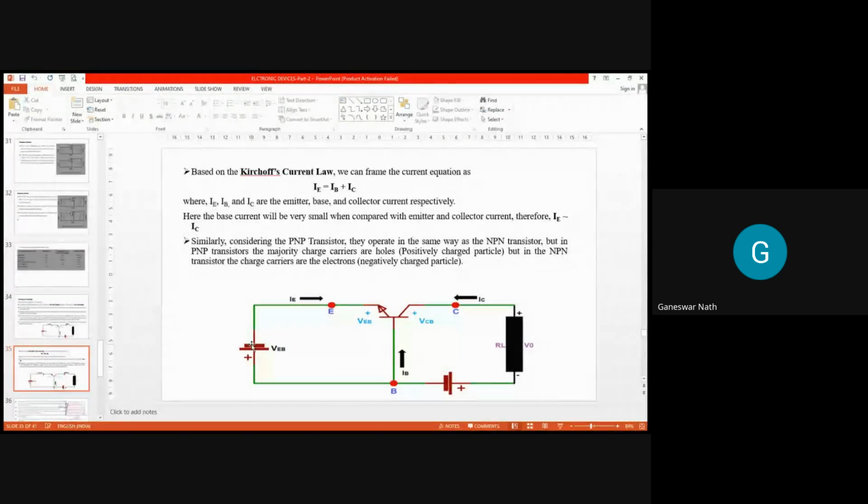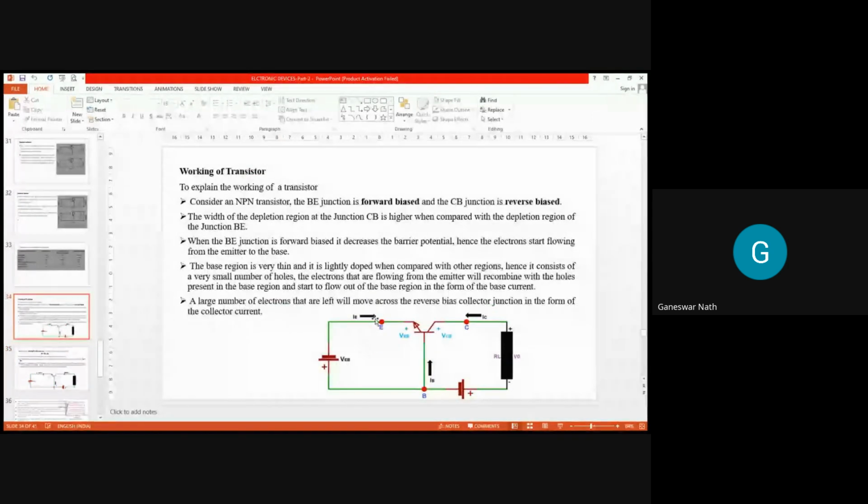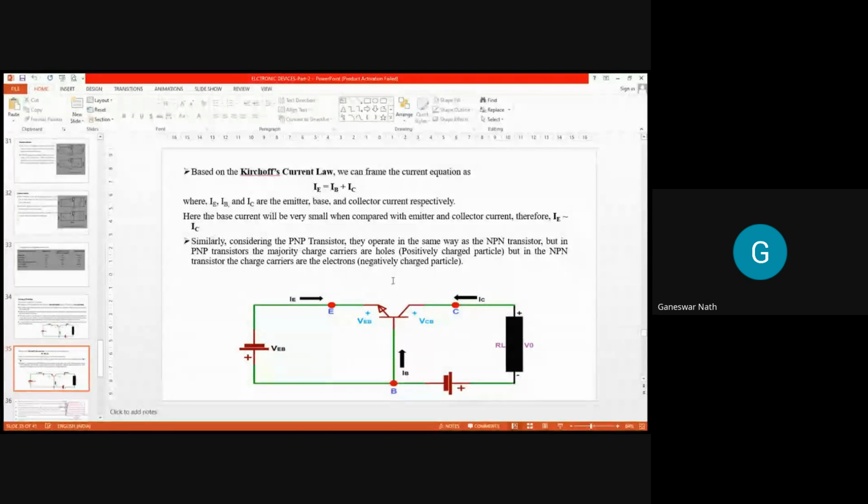Now, besides that, we can apply Kirchhoff's law. The total current flowing from the emitter goes to the base and the collector, so you can find that IE is equal to IB plus IC. Clear? So this is the equation, and the same thing also happens for the other type, the NPN transistor that I explained here.